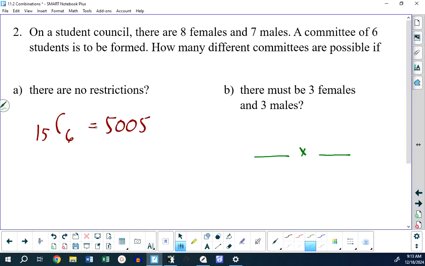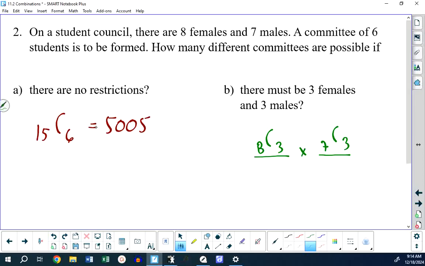We have to choose 3 females and 3 males. Well, how many ways are there to choose 3 females? That's it, 8 choose 3, because there's 8 of them and we're choosing 3. How many ways are there to choose out of 7 males, 3 males? 7 choose 3. And this is what I mean by don't overcomplicate things.